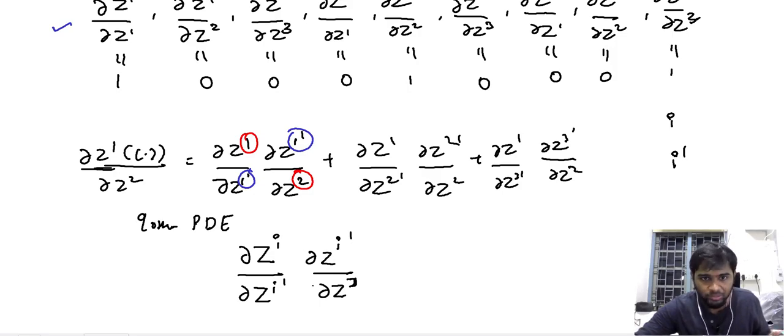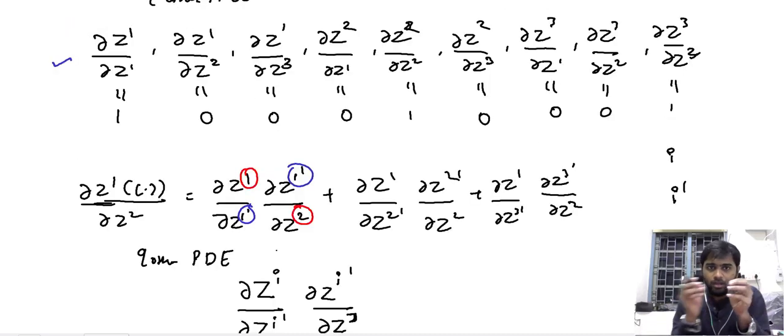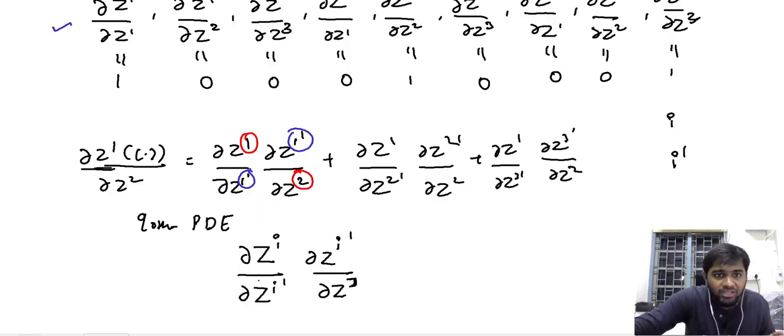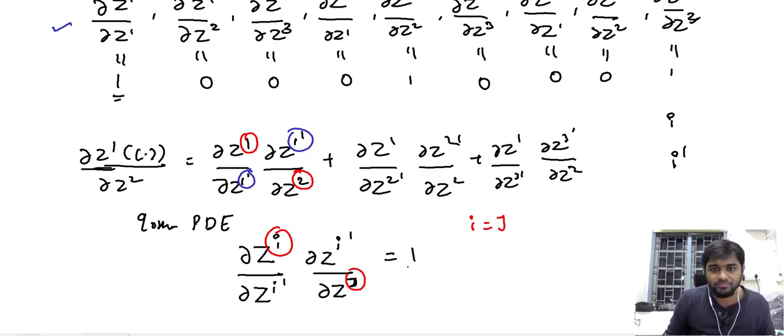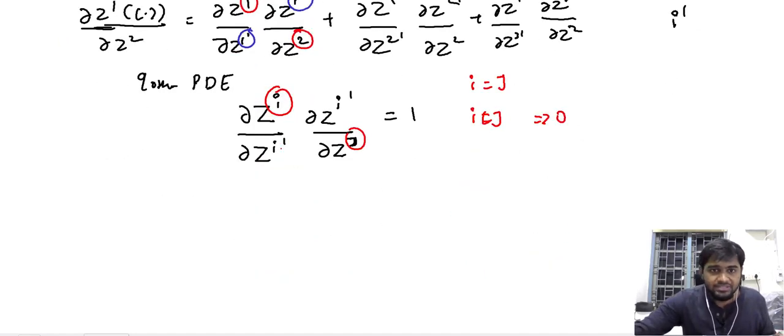Now if you compare this tensor notation with this expression here, we will notice that when the values assumed by the free indices are identical, then the corresponding partial derivative will be 1. We have two free indices here, i and j. When i is equal to j, this PDE will yield 1. When i is not equal to j, this PDE will yield 0. So this is a representation of 9 different PDEs.